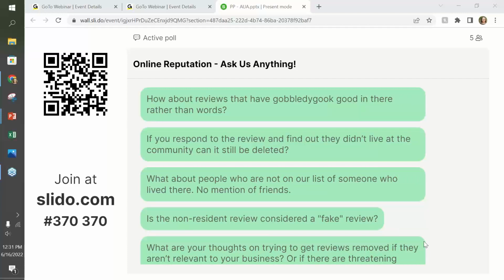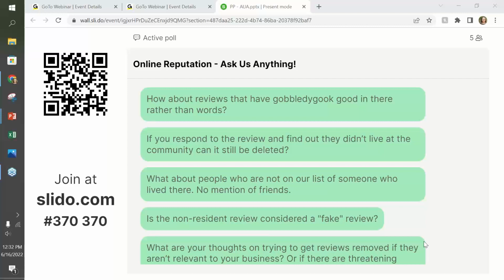How about reviews that have gobbledygook in there other than words? Yes, you can absolutely report those. What may happen is the gobbledygook will be removed and your star rating will be there. With our verified resident program, people who participate are required to have a certain number of characters in that review, because we feel it's going to tell a great story. But you have some who do the star rating, and then they just type XYZ, XYZ, all over the place. You can report that. Again, it may be edited so the star rating will stand.